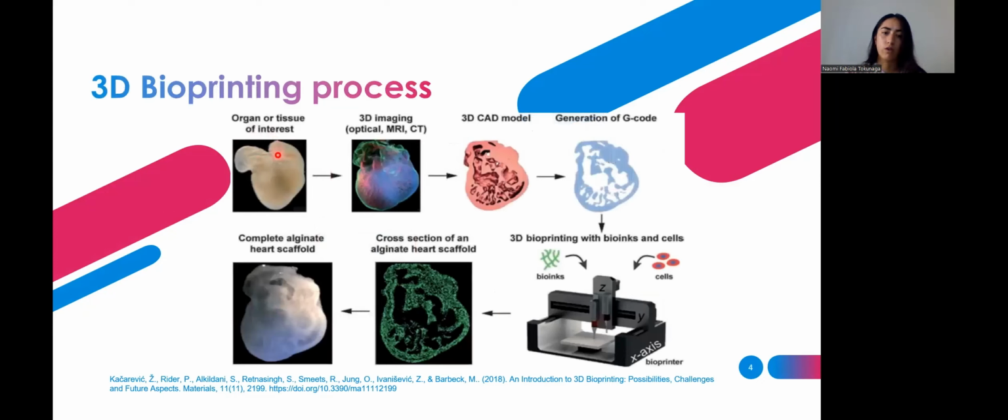This is a visual schematic diagram of what I just said. You have an organ or tissue of interest, 3D imaging, then you go to the CAD model, generation of G-code, then you select the materials and cell types for a bioink, and you do the bioprinting, then you have a cross-section and complete allogeneic heart scaffold in this case.